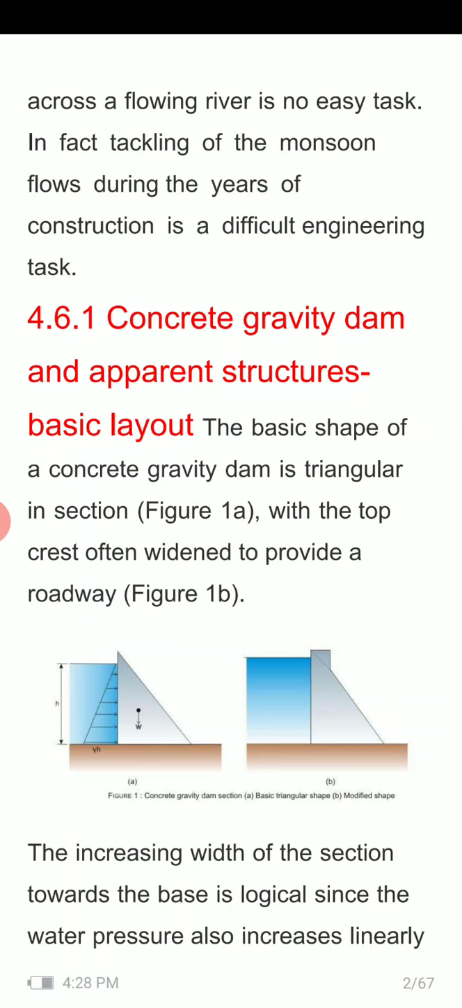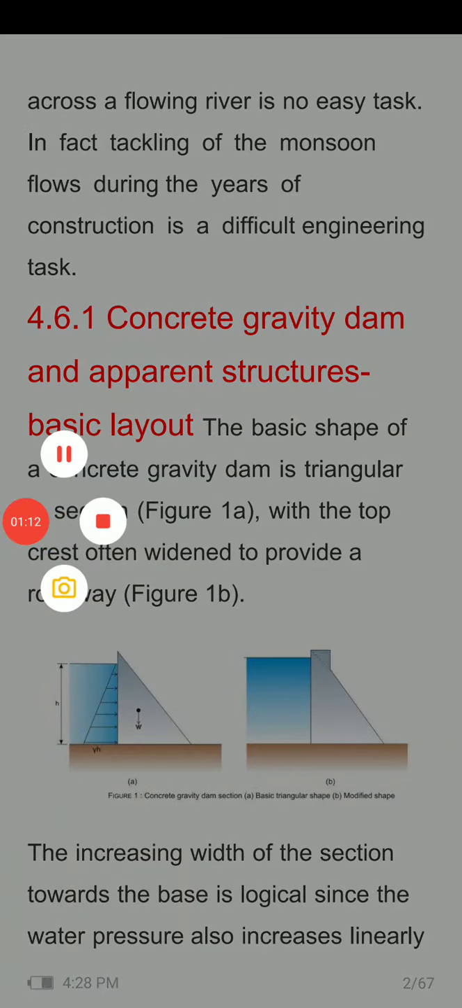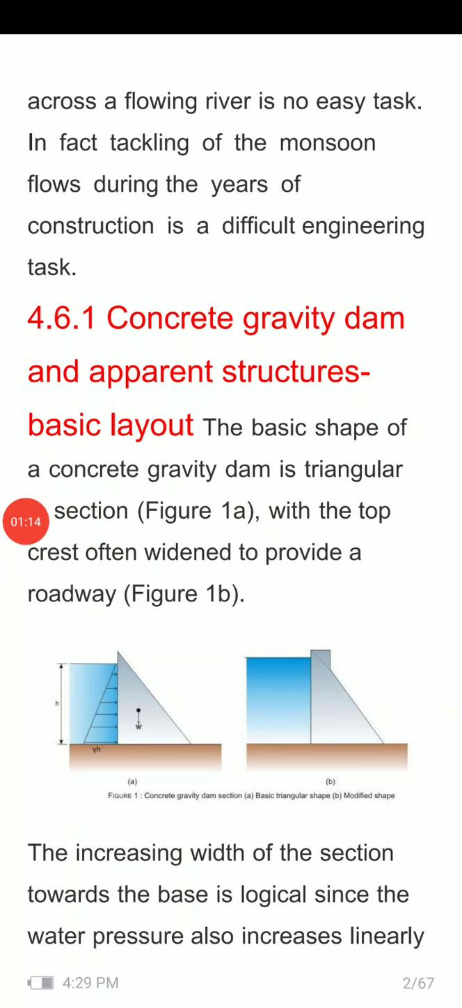So basically, the concrete gravity dam section in figure B is a modified version of the basic triangular shape. And in figure 1a, the basic shape, as you can see, the width of the basic triangular section is increasing towards the bottom.